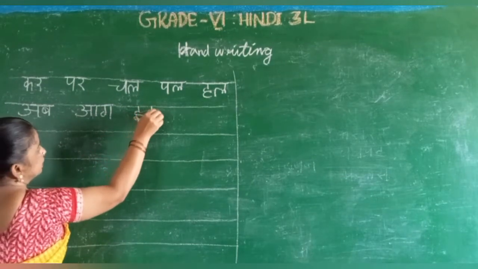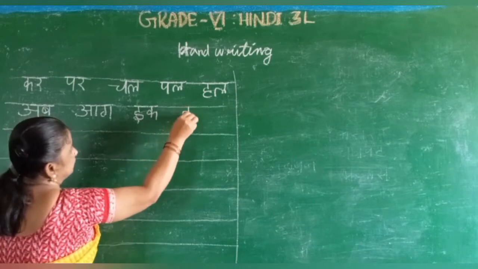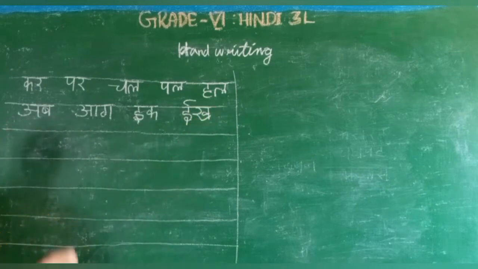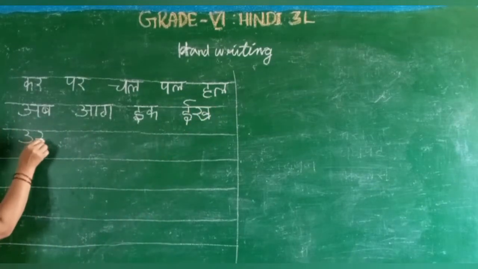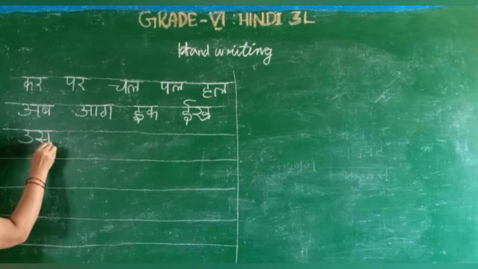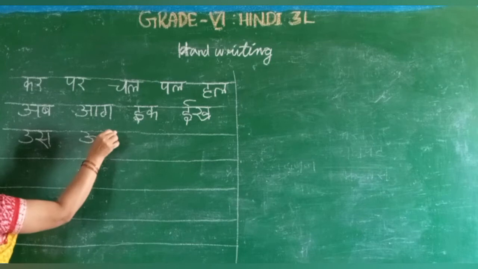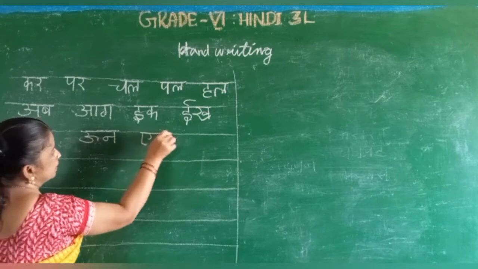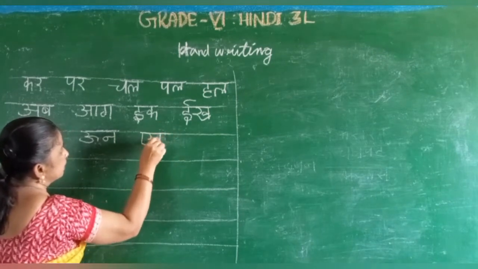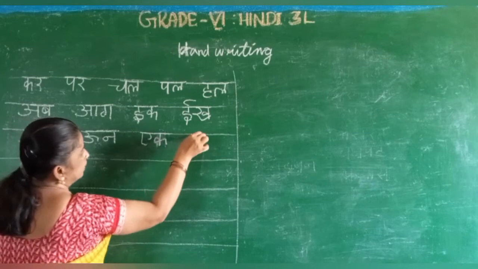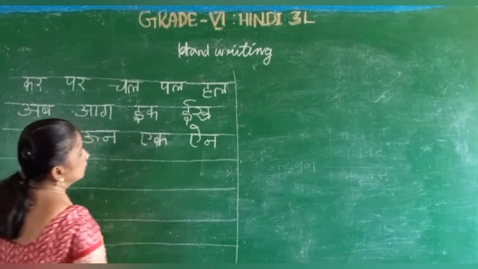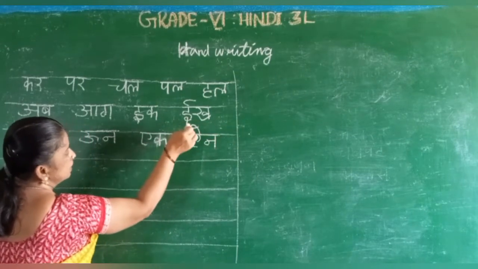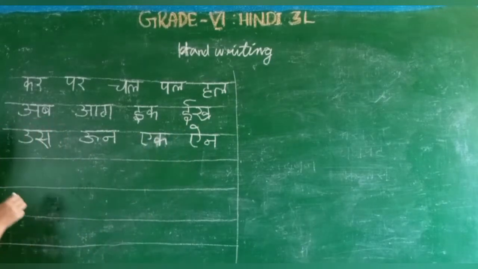I, ka, ik, I, kha, ik, u, sa, us, na, un, eka, ek, aina, ain. The matra comes from your left side. See, not like the opposite side. The matra comes from your left side. Ain. Next.